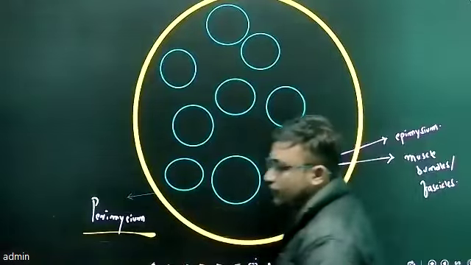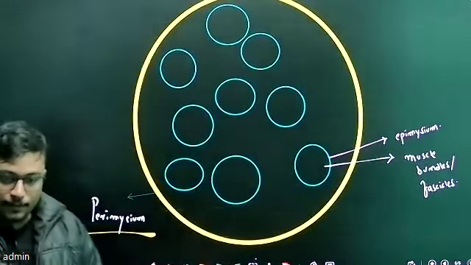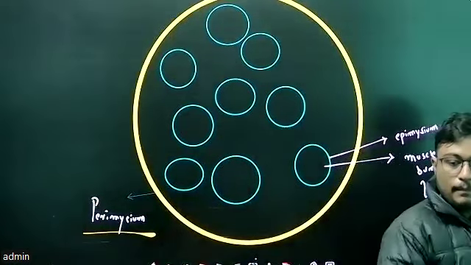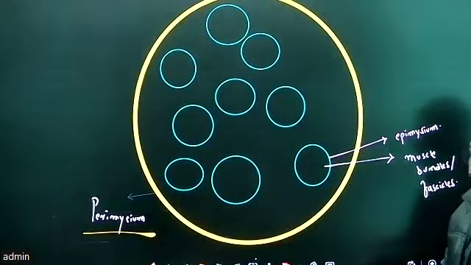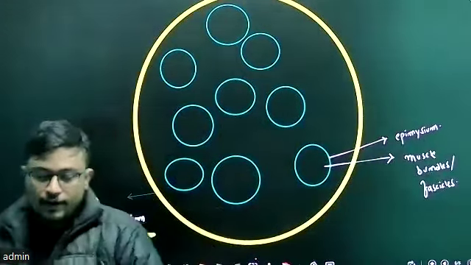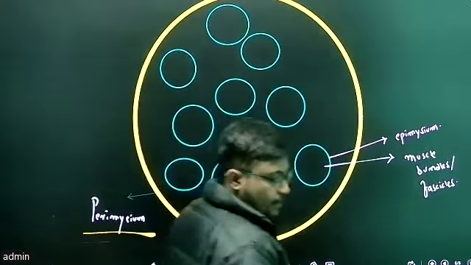So what did I say? The outer covering of the muscle is called perimysium. Now inside the muscle there are numerous muscle bundles, and these bundles are called fascicles. And these fascicles are covered by a membrane, and that membrane is called epimysium.